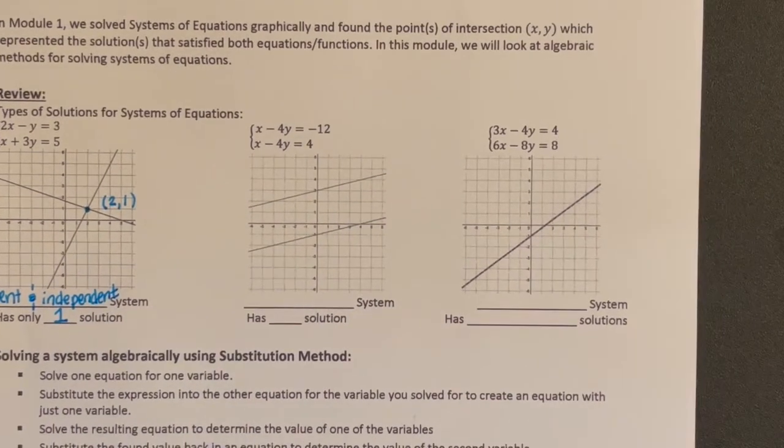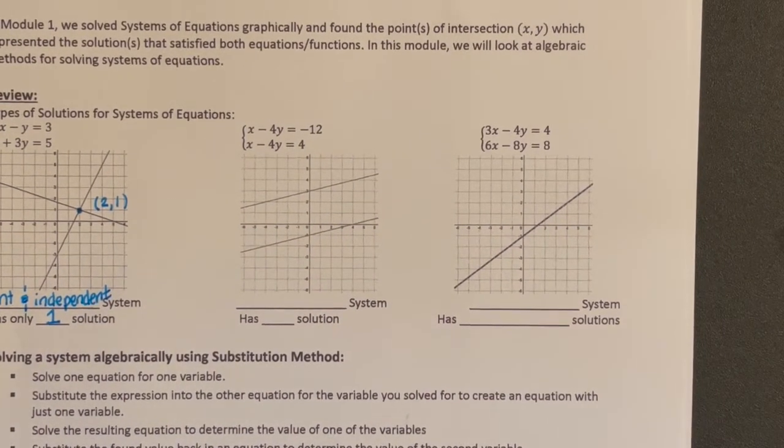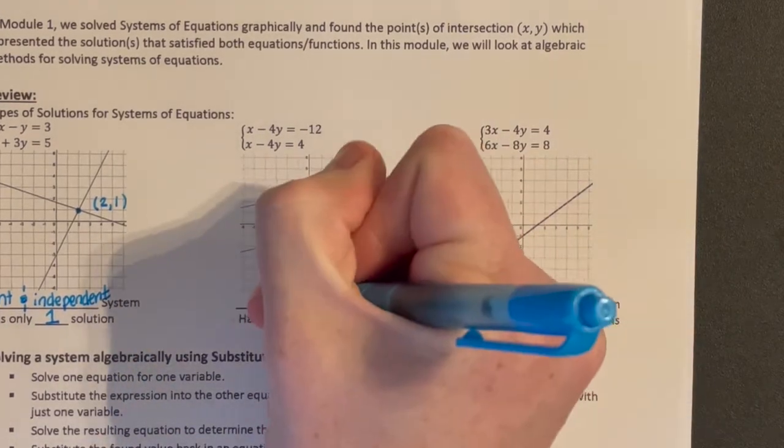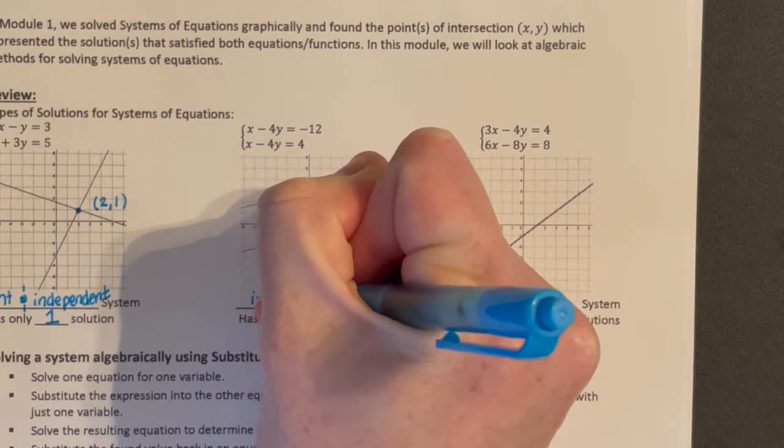In the second graph, you see two lines that are parallel. So these things are never going to intersect, which means that they have no solution for this system. When something has no solution, we call that an inconsistent system.